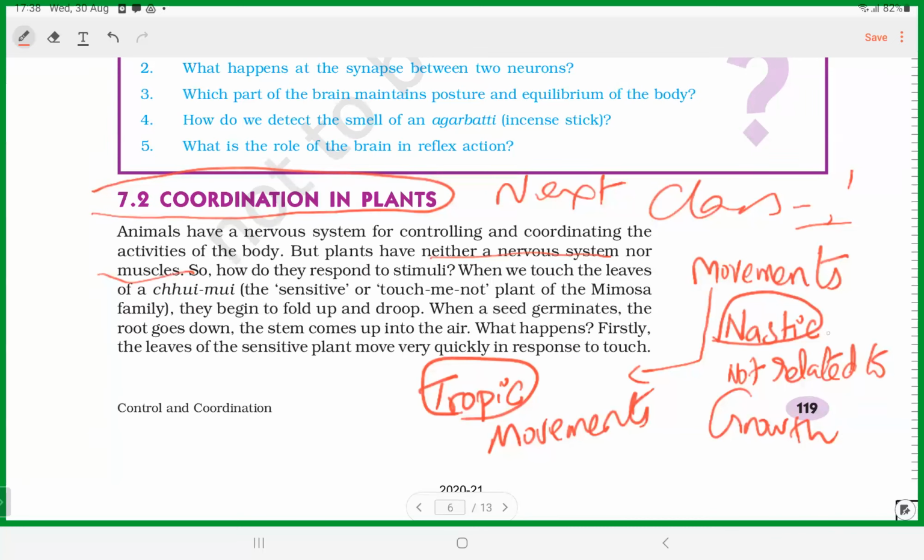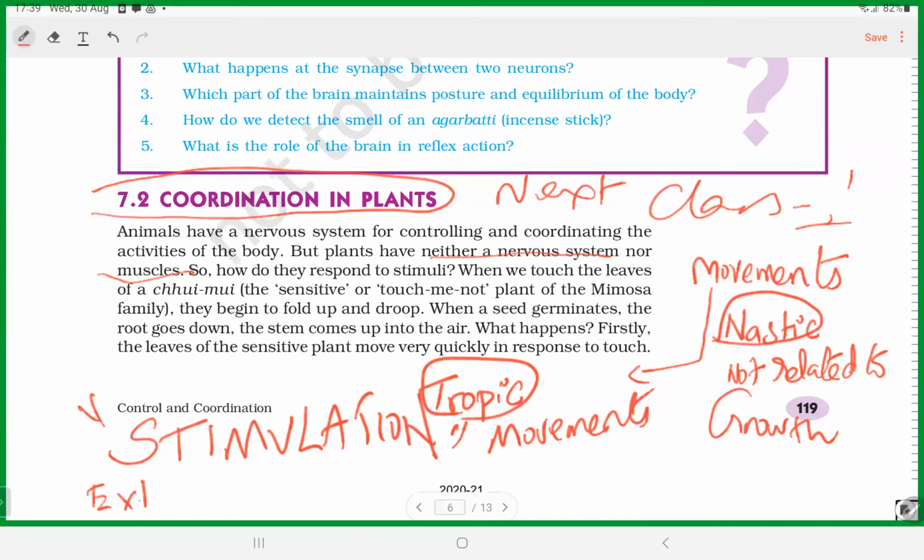So, for the first category, nastic movement, what example are they going to take? And one more common thing for these two: the factor which stimulates control and coordination is called what? Stimuli, stimulation, is very important. What are the two types of stimulations? Internal stimulation, external stimulation. The intrinsic factor, extrinsic factor. First, we will be discussing the external stimulations.